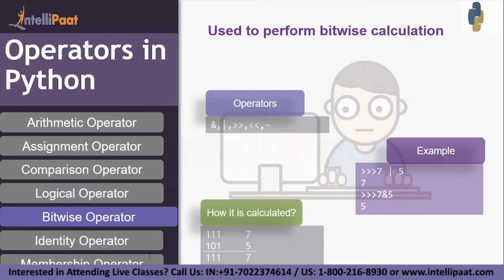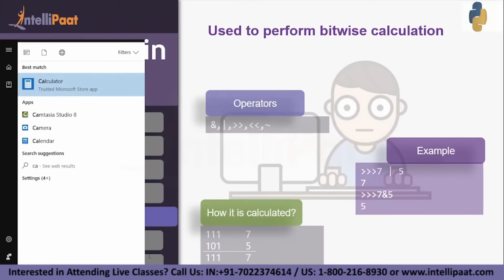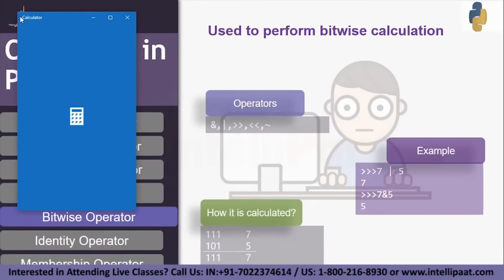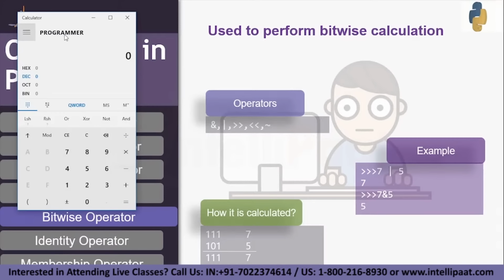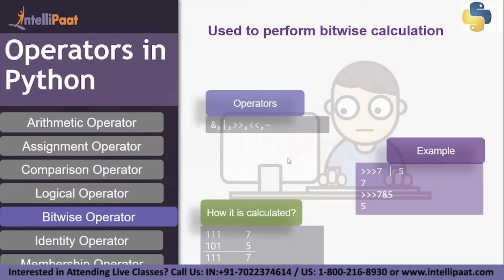Alright, so let's see. If you are performing a binary addition on it, 1 plus 1 is 1. 1 plus 0 is again 1. And again 1 plus 1 is 1. So that's why you are getting the OR of 7 and 5 as 7. Even you can verify this using the calculator. Open a calculator. Yeah, it's a programmer calculator. So 7 or 5, you'll get the output as 7. That's correct. Fine.